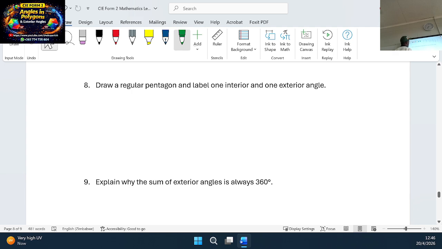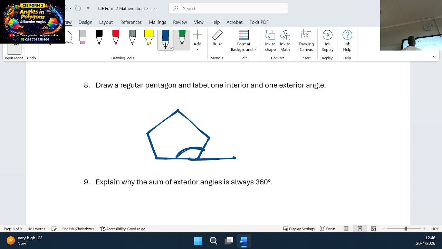Draw a regular pentagon and label one interior and one exterior angle. Well, regular pentagon. Pentagon, we said it's 5. So there will be 1, 2, 3, 4, 5. And unshaded, that's my interior, and the shaded, let me call it my exterior. I think basically that's what we have for that pentagon.